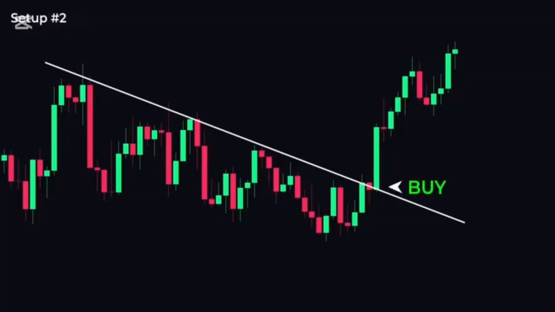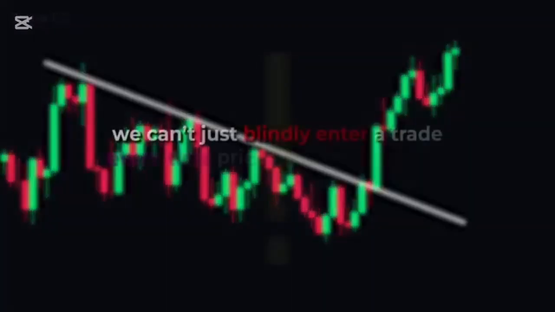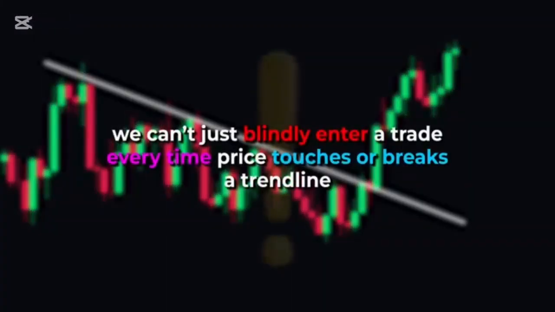a possible buy trade. But keep in mind, the examples I showed you are just ideal scenarios. In real trading, we can't just blindly enter a trade every time price touches or breaks a trend line, because these patterns rarely work by themselves.